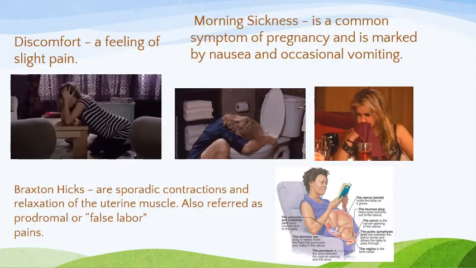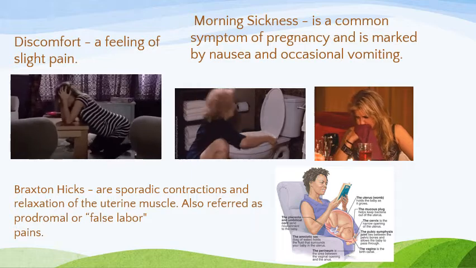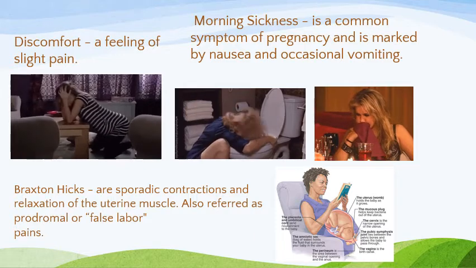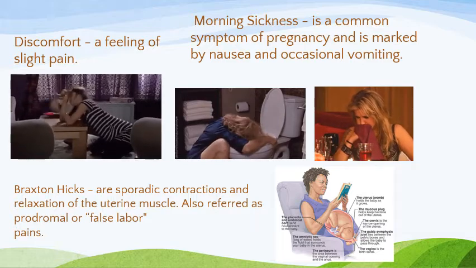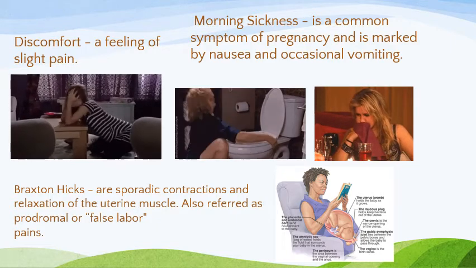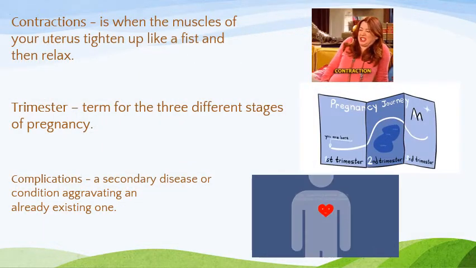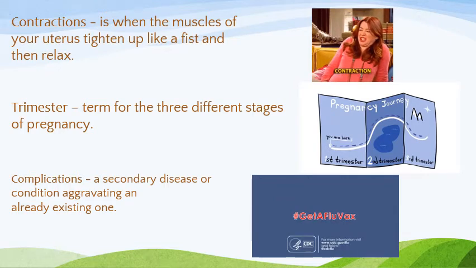Common terms in pregnancy: Discomfort, a feeling of slight pain. Morning sickness is a common symptom of pregnancy and is marked by nausea and occasional vomiting. Braxton Hicks are sporadic contractions and relaxation of the uterine muscle, also referred to as preterm or false labor pains. Contractions is when the muscles of your uterus tighten up like a fist and then relax. Trimester, term for the 3 different stages of pregnancy. Complications, a secondary disease or condition aggravating an already existing one.